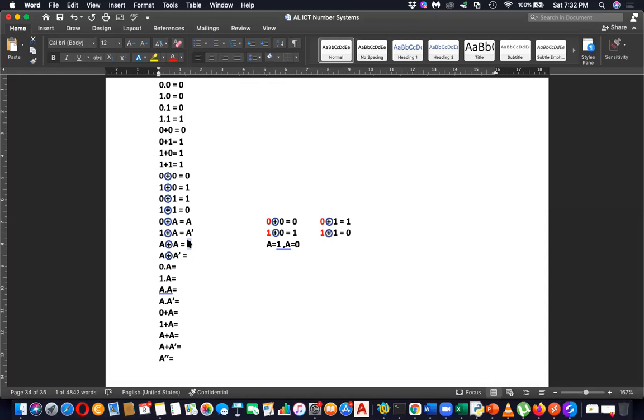Right. Then what happens if it is changing? If A is 1, this will become 0. 1 XOR 0 is 1. If this is 0, this will become 1. 0 XOR 1 is also 1. So the answer is 1. Right? And what about this one? 0 and A.